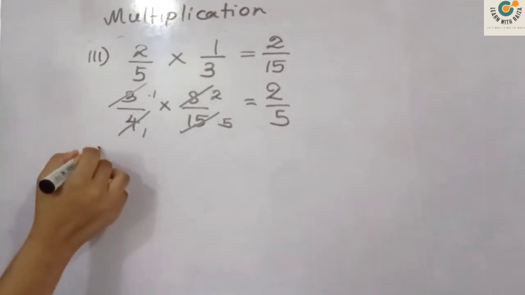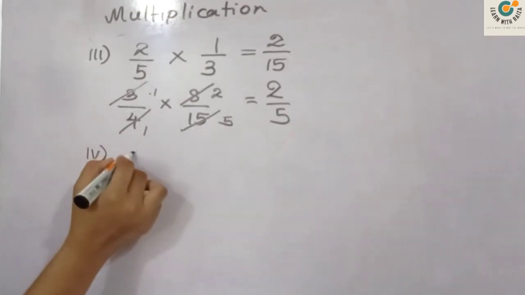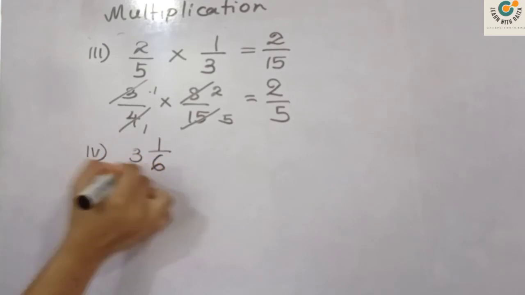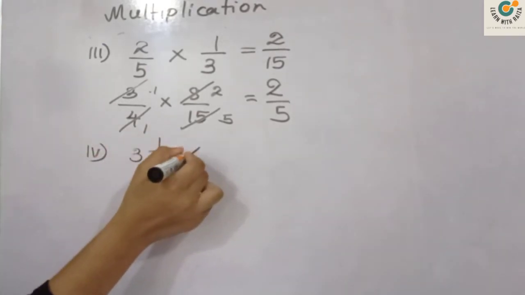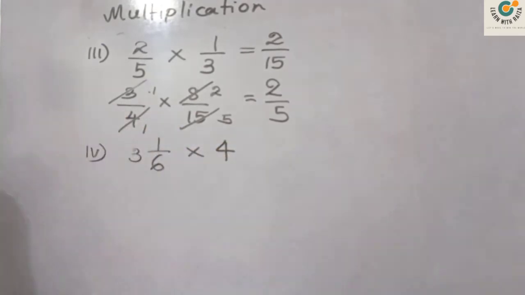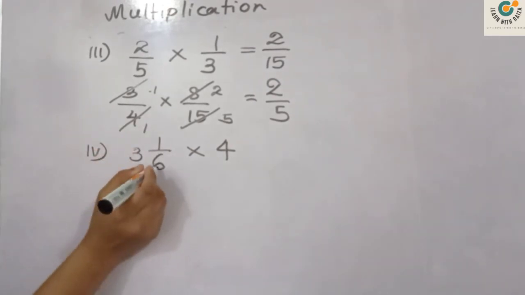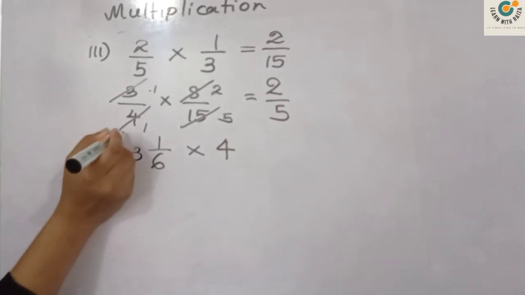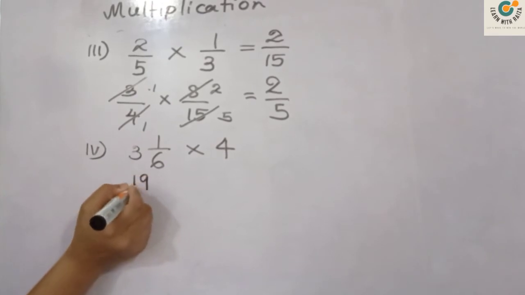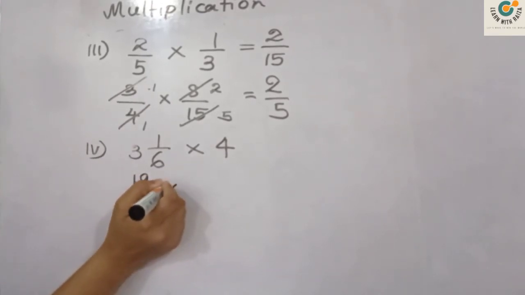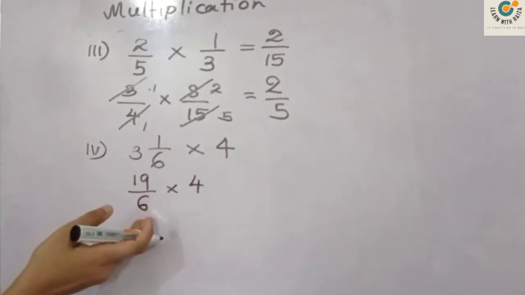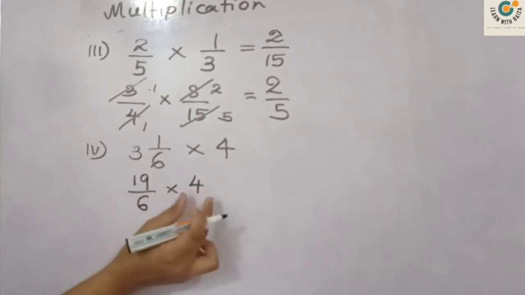The next important thing I want to say is how to multiply a given mixed fraction with a whole number. When you are given a whole number and a mixed fraction, what you have to do? Convert the mixed fraction into improper. 6 times 3, 18. 18 plus 1, 19. I have taught this already. 19 over 6 multiplied by 4. Now the normal way, multiplying a fraction and a whole number.